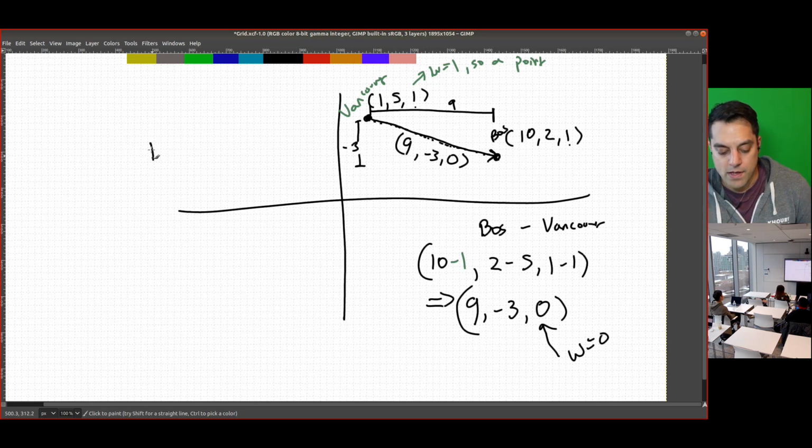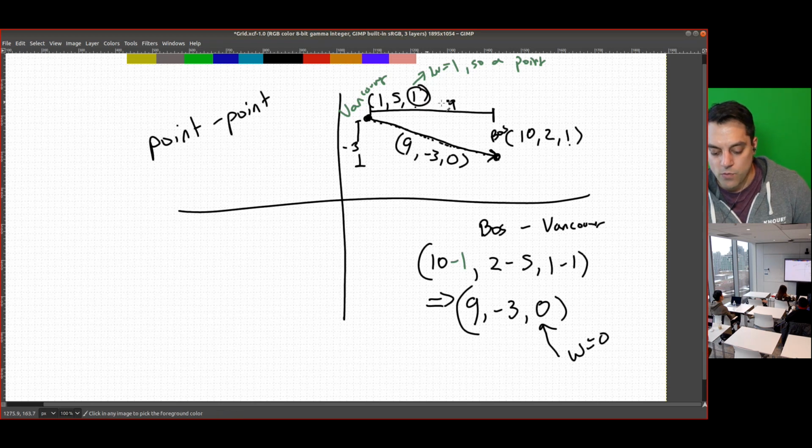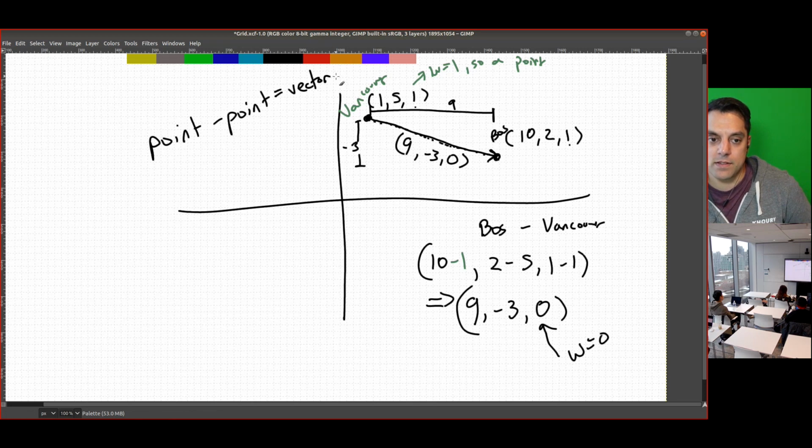Okay, so point minus a point, so something with a W of 1 here, and something else with a W of -1, gives us a new vector. Does that make sense? So we can just use that last term here to figure out if I do something like a vector minus a point, do I end up with a new point or a new vector, right? You're just using the last term.